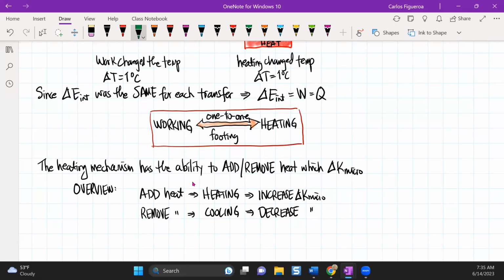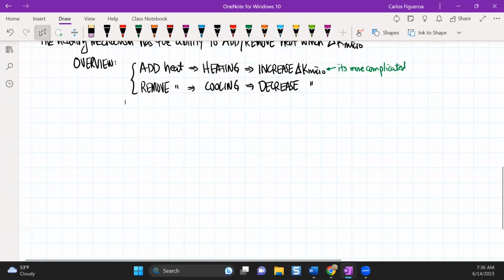Now, I should be really clear that when I make this statement here, it's more complicated than this. You'll see later on in this chapter that the heating I'm talking about right here is called specific heating. But there is a different kind of heating called latent heating. So just note that it's more complicated than this, but for here, we just want to get through the basics. So let's look at that.